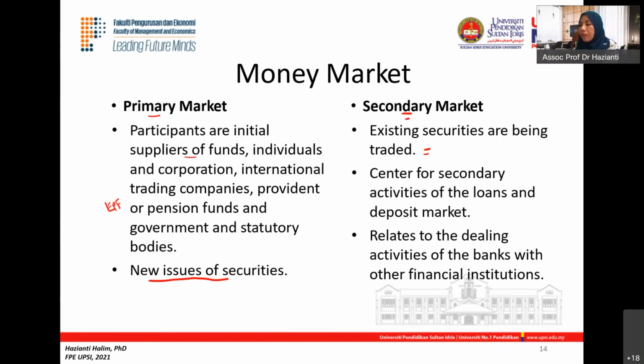That is why for secondary market we have exchange, besar tu. So dia center for secondary market activities for the loans and also deposit markets. And it relates to the dealings activities of the banks with other financial institutions.